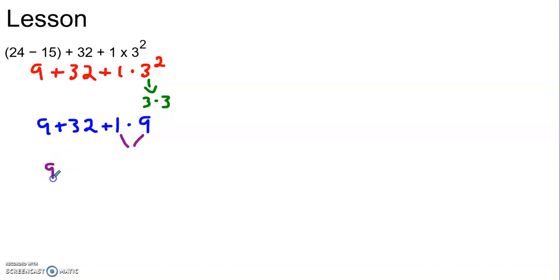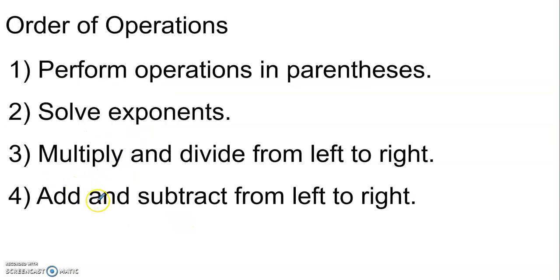So I have 9 plus 32 plus, 1 times 9 gives me 9, right? That is per my identity property of multiplication. Anything times 1 stays the same. Now that I go back to here, I have just my addition. I relook to make sure, addition's next. I add and subtract from left to right.